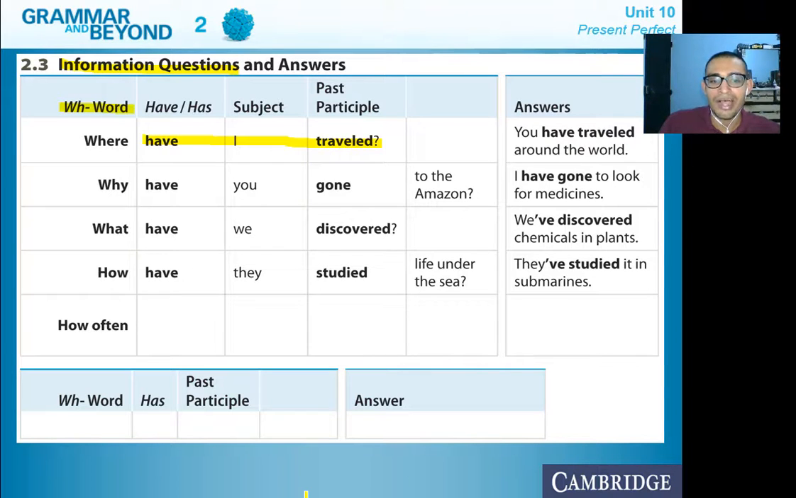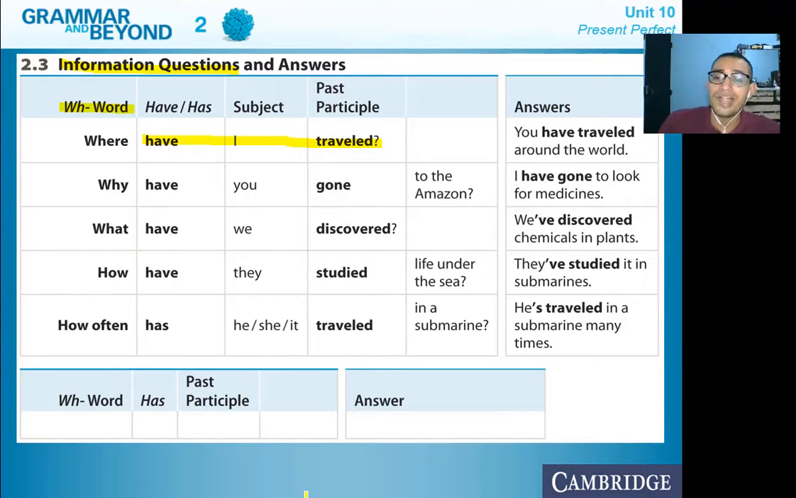We have another one. How often has he, she, it traveled in a submarine? Has traveled in a submarine many times. Now, here is the important thing.